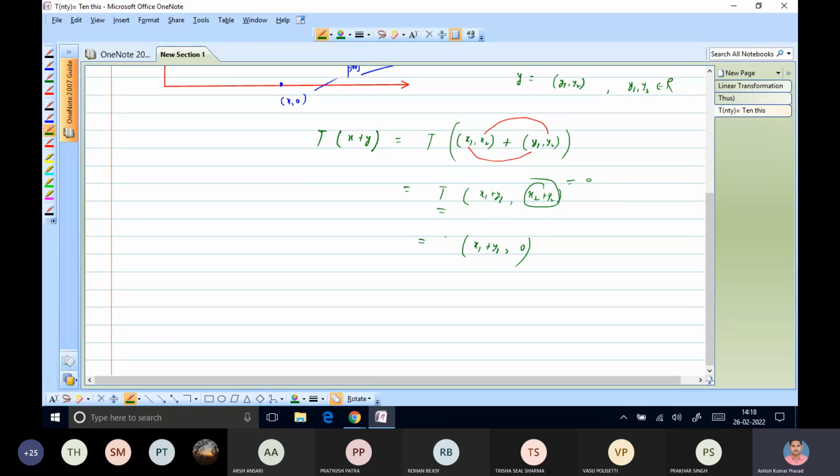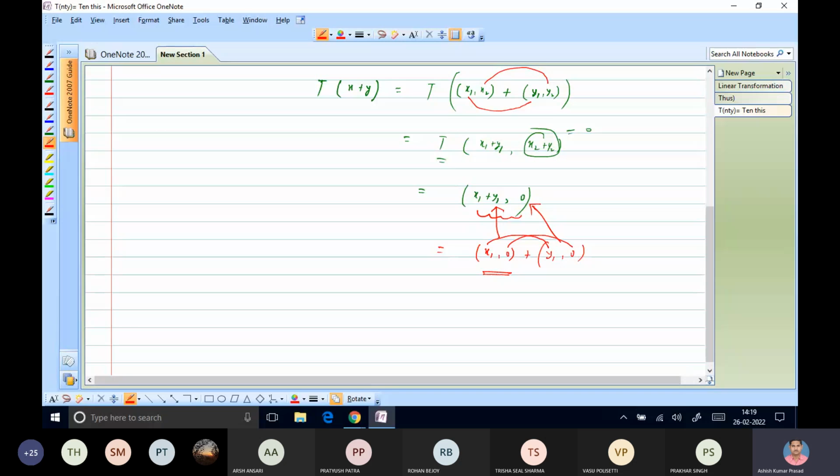Right? So now I will write it as the sum of two members of R square. So how will I write? I will write x1, 0 plus y1, 0, right? If you add, component-wise addition will be there. x1 is added to y1, it is giving this much, and 0 plus 0 is 0, it is giving you your second component.